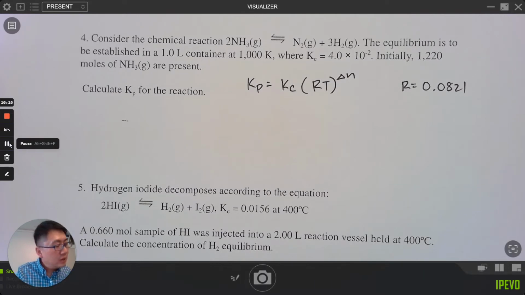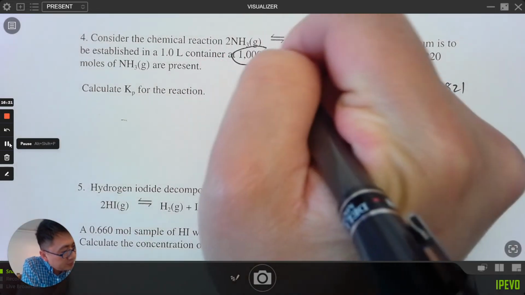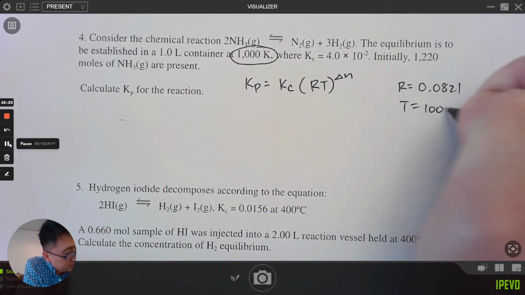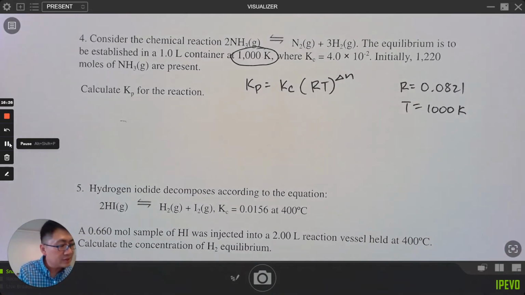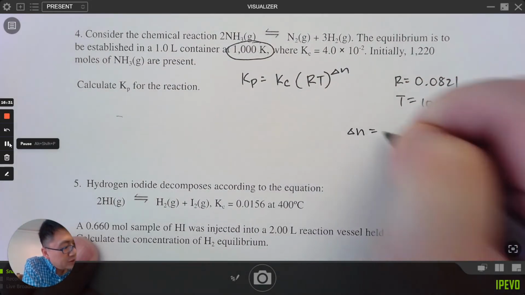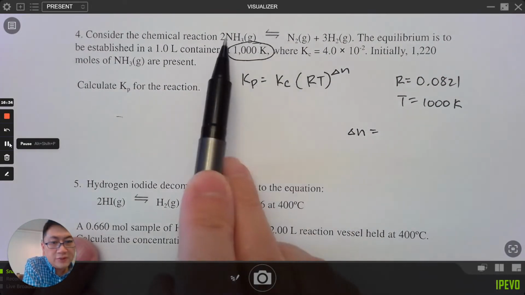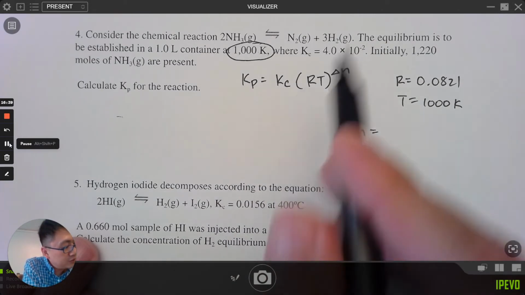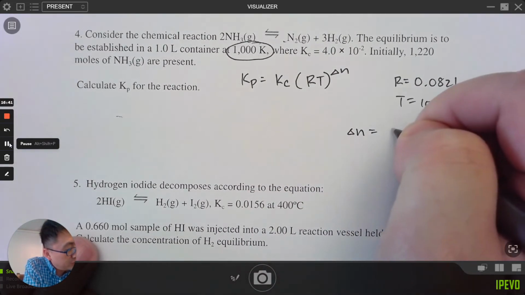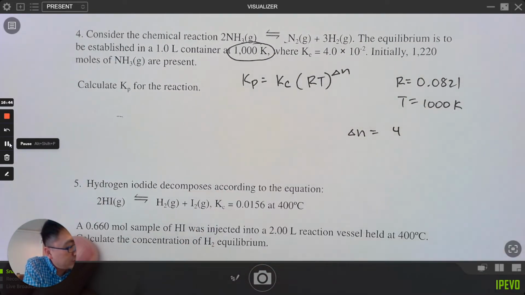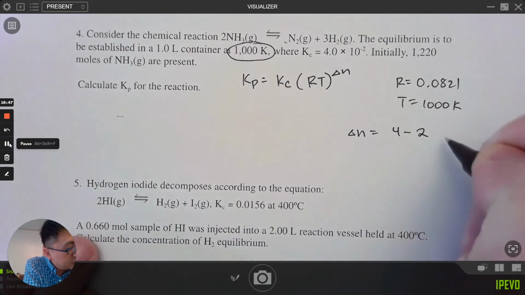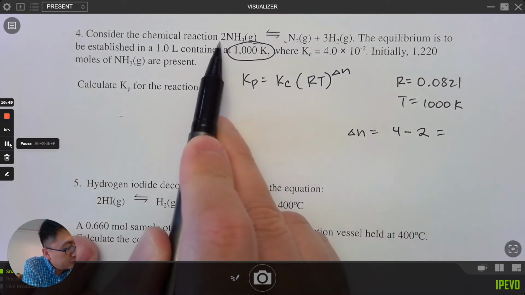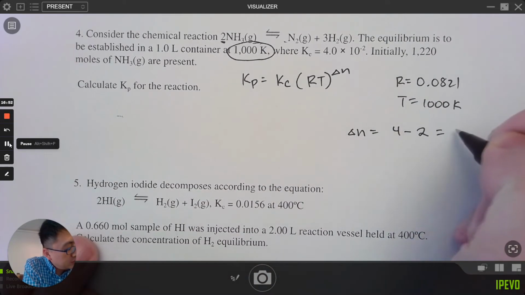So I know R, and I also know the temperature. Where is the temperature? Oh, good. Temperature is 1,000 kelvins. Temperature does need to be in kelvins, and it already is. Only other thing, delta n. Delta n is the coefficients of the products minus the coefficients of the reactants, summed up. The products, 1 plus 3, or 4, minus the coefficients of the reactants, 2. Delta n is positive 2.